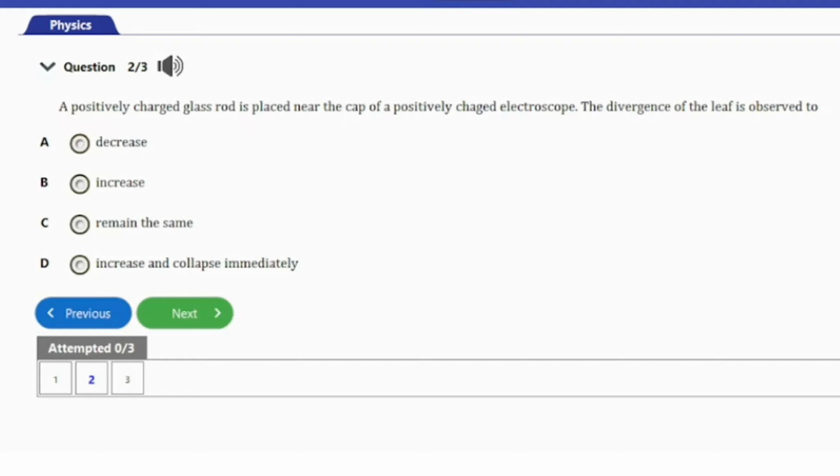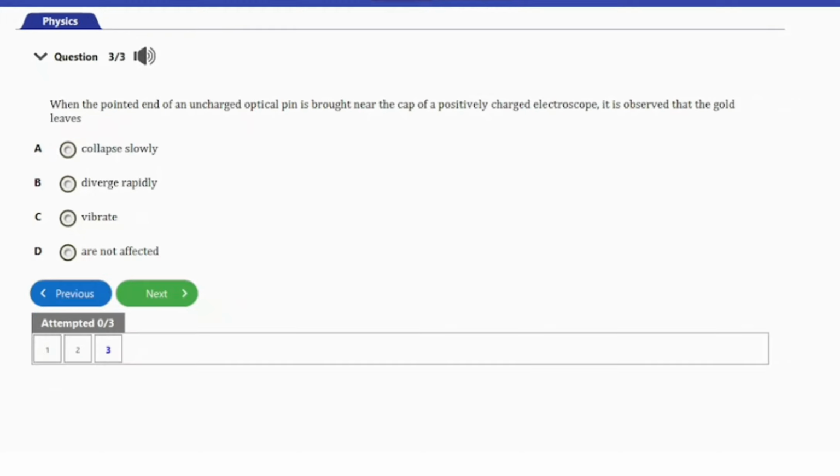Let's go ahead and consider the next question. That's question number 3. It says, when the pointed end of an uncharged optical pin is brought near the cap of a positively charged electroscope, it is observed that the gold leaves: A. collapse slowly, B. diverge rapidly, C. vibrate, and D. are not affected.